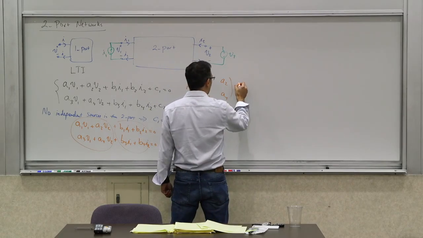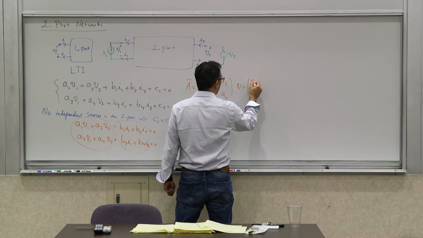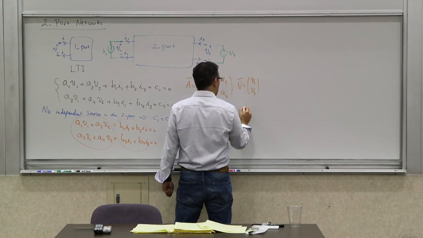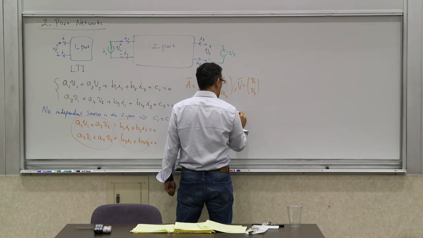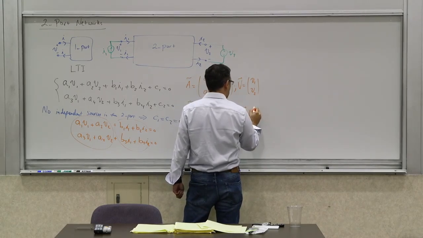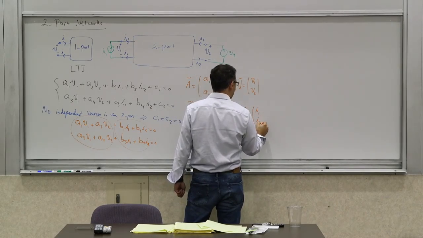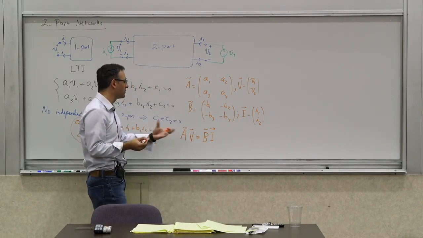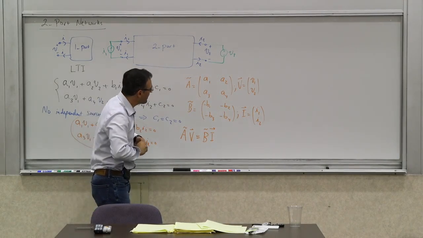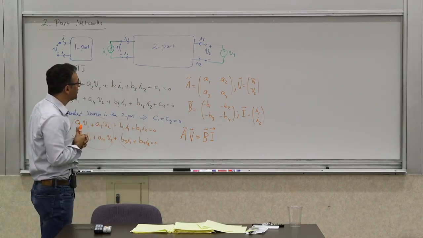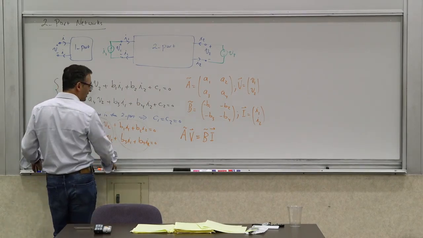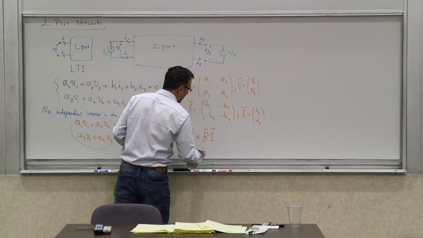And V is the vector of V1 and V2. I wrote it as capital V. And then you also have the vector I, which is basically I1 and I2. So this is the equation describing this in the compact form, this relationship. So if you were to write, for example, the voltage in terms of the current, how would you go about doing that?